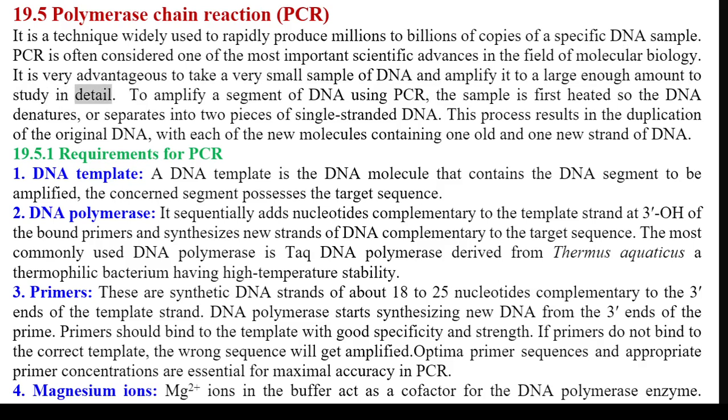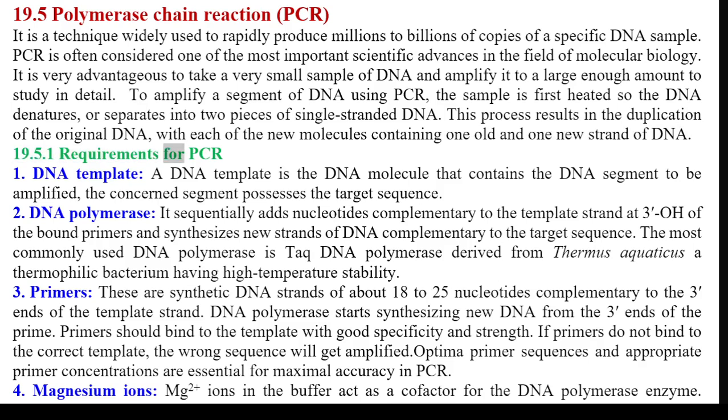to study in detail. To amplify a segment of DNA using PCR, the sample is first heated so the DNA denatures, or separates into two pieces of single-stranded DNA. This process results in the duplication of the original DNA, with each of the new molecules containing one old and one new strand of DNA.